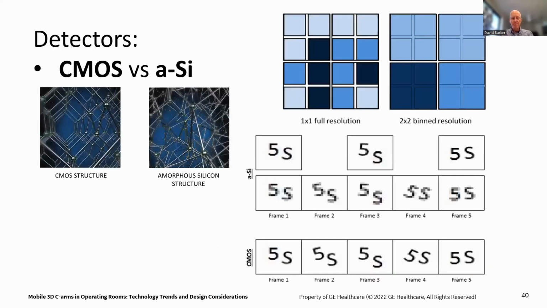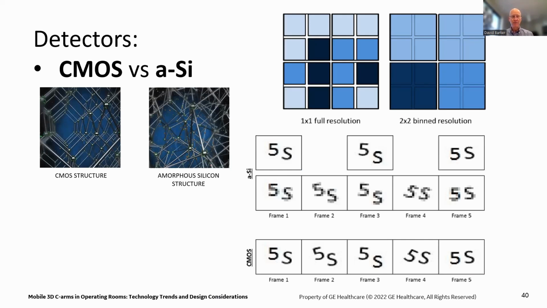Now, the detector is also going to determine something about the usefulness of the images that you're getting. There's two big technologies out there, CMOS technology and amorphous silicon technology. You can kind of see some representations of what happens when you have a crystalline silicon structure in CMOS versus an amorphous silicon structure. The difference is that the silicon structure in CMOS is well over 1,000 times faster in electron mobility.